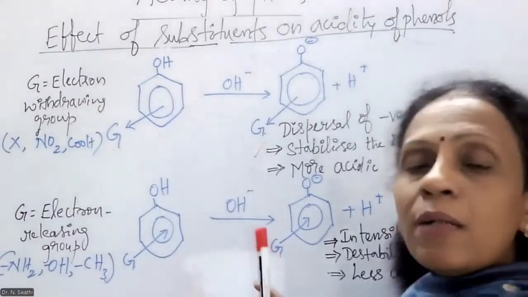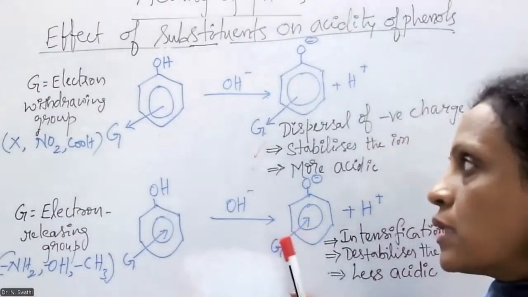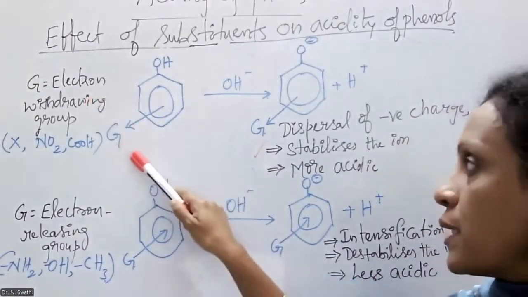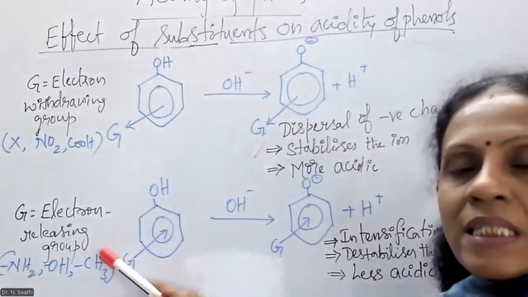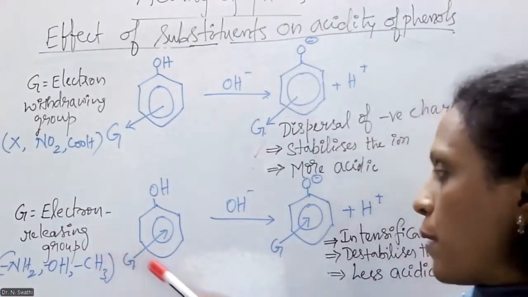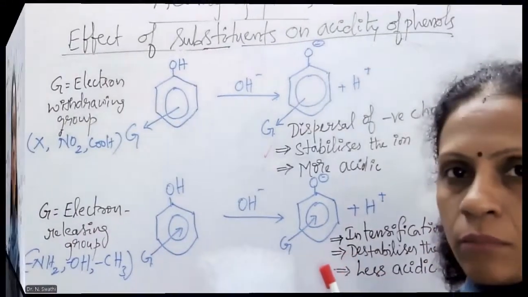So here the thumb rule when it comes to the effect of substituents on the acidity of phenols is: whenever electron withdrawing groups are present, they increase the acidity of phenols, while whenever electron releasing groups or electron donating groups are present, they decrease the acidity.